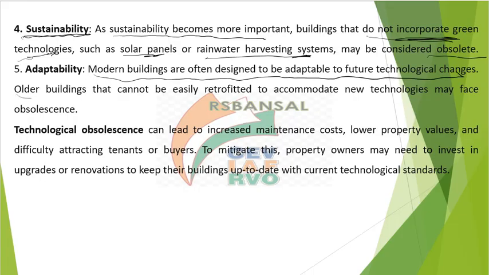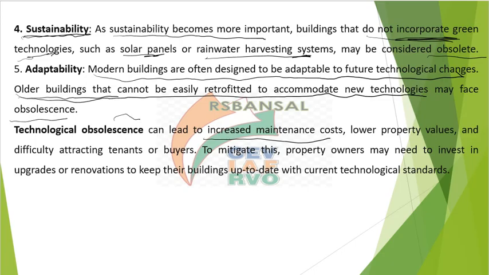So older buildings were not designed as so. We may say that older buildings that cannot be easily retrofitted to accommodate new technology may face obsolescence, technological obsolescence. So what can technological obsolescence do? It can lead to increased maintenance cost. It can lower property values, and it will be difficult to attract tenants or buyers.